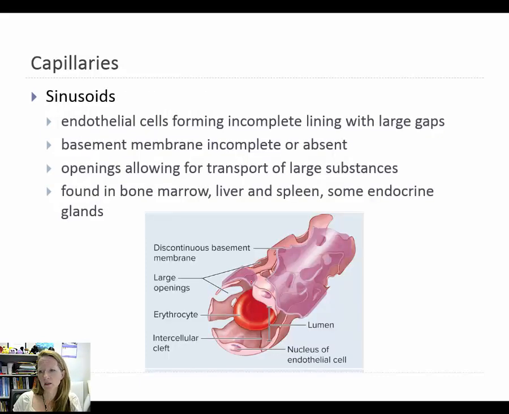And then look at this one. Look, huge intercellular clefts, huge holes through it. So these are also found in some endocrine glands that produce larger hormones. These are also found in bone marrow. If you think about it, with bone marrow, we need to get large formed elements through and into the bloodstream. So that's why we have these in the bone marrow and the liver, so we'll look at these in the liver as well. These are just good for allowing transport of larger substances through.